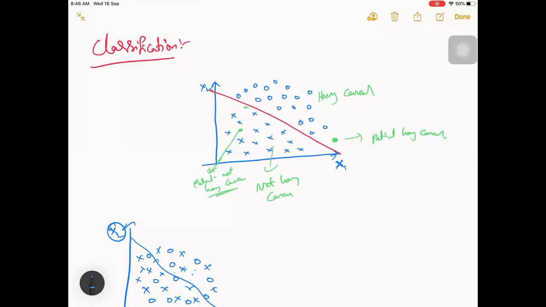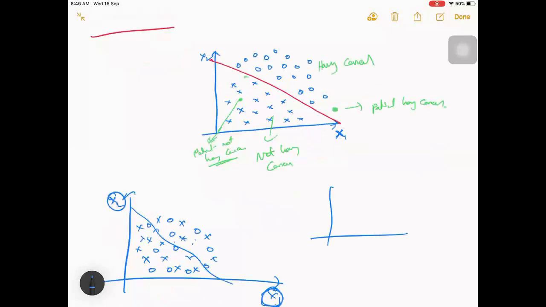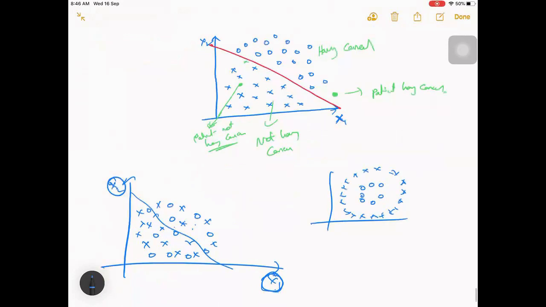Okay, so let me give some example. So this is my question. So let's say these are all crosses. Okay, so can we differentiate between these two? So that is the question. Can any one of you answer this? So can we differentiate between these two features?